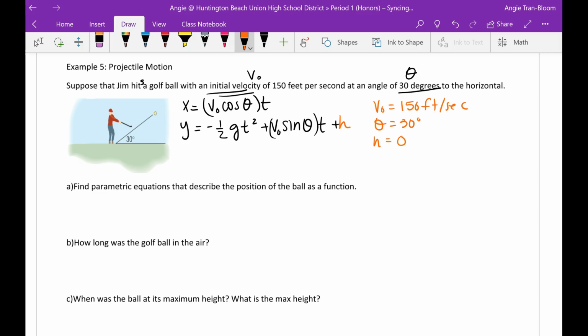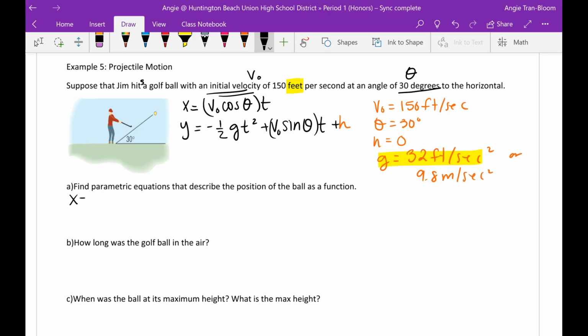Then remember, I also gave you the gravity as well. Would you agree? The gravity g in class was either 32 feet per second squared or 9.8 meters per second squared. Now you are in feet, so that means we're going to use this one. All right, now let's plug it in. Find the parametric equations. I have x equals, initial velocity is 150 times cosine, angle is 30 degrees. I'm going to put parentheses around there because t is not involved, since I'm going to put t behind it. You have to simplify.